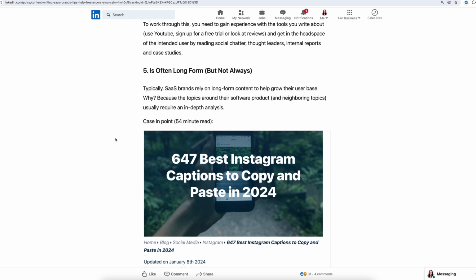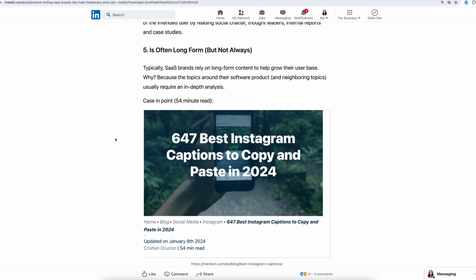Another aspect of SaaS writing is that it's often long form, but not always. A lot of the SaaS writing jobs say they want a long form writer, but the landscape of content is changing and you don't always need to write long form content. They say that because the topics at hand need that room to write about, right?